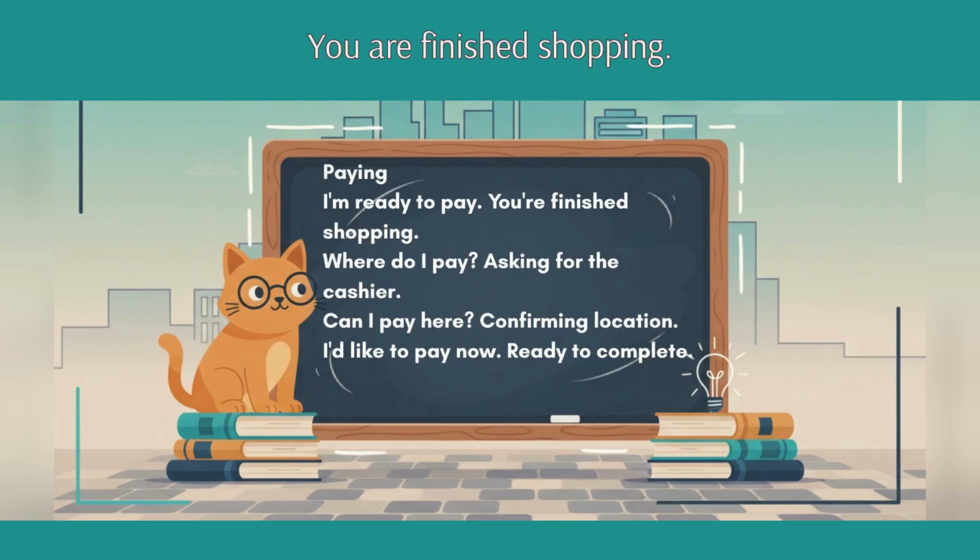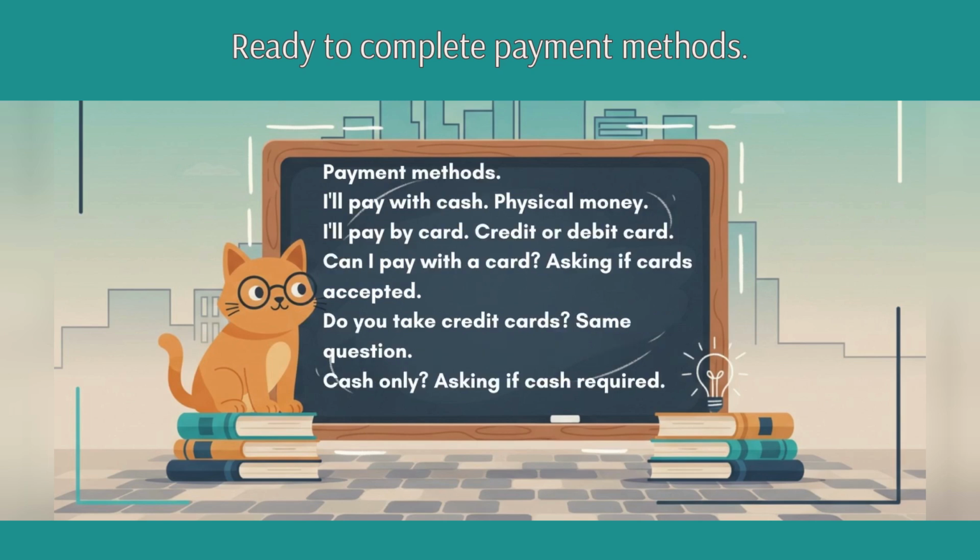You are finished shopping. Where do I pay? Asking for the cashier. Can I pay here? Confirming location. I would like to pay now. Ready to complete.